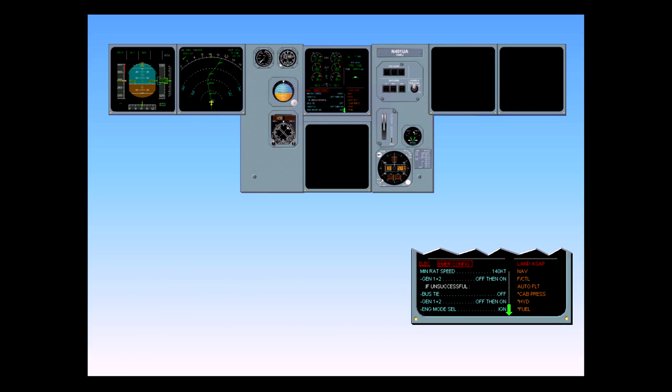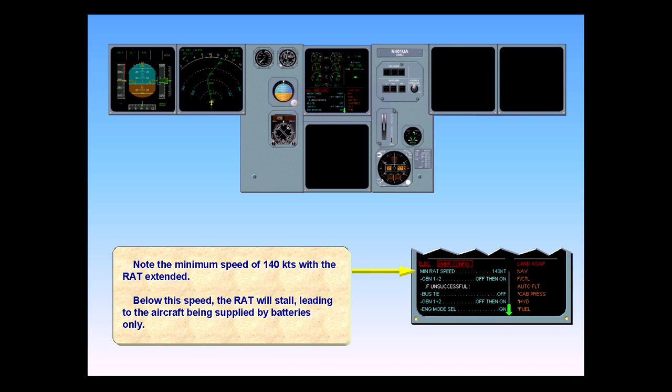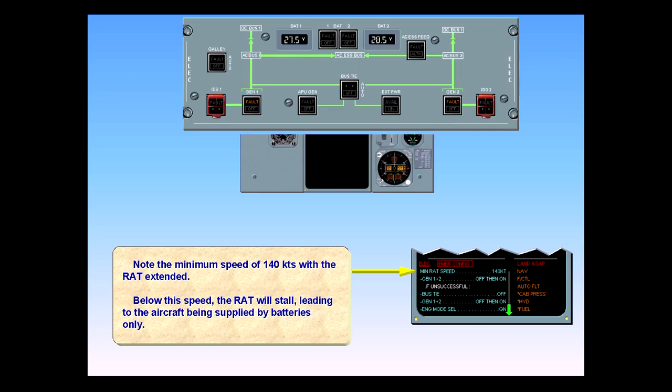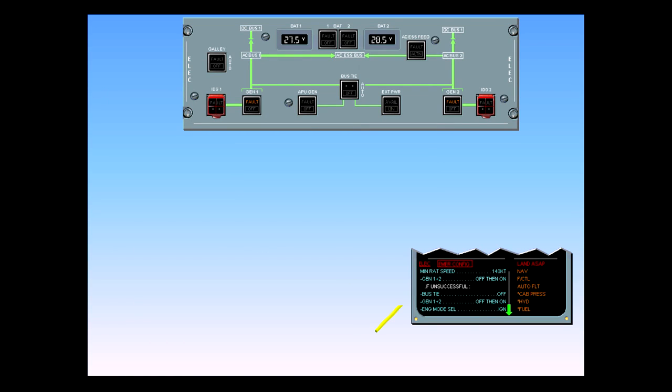Note the minimum speed of 140 knots with the RAT extended. Below this speed, the RAT will stall, leading to the aircraft being supplied by batteries only. The first action is an attempt to reset the generators.